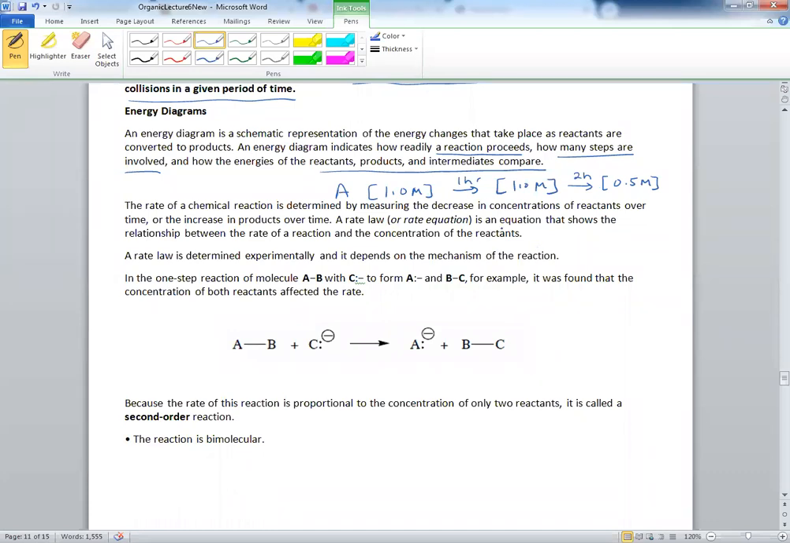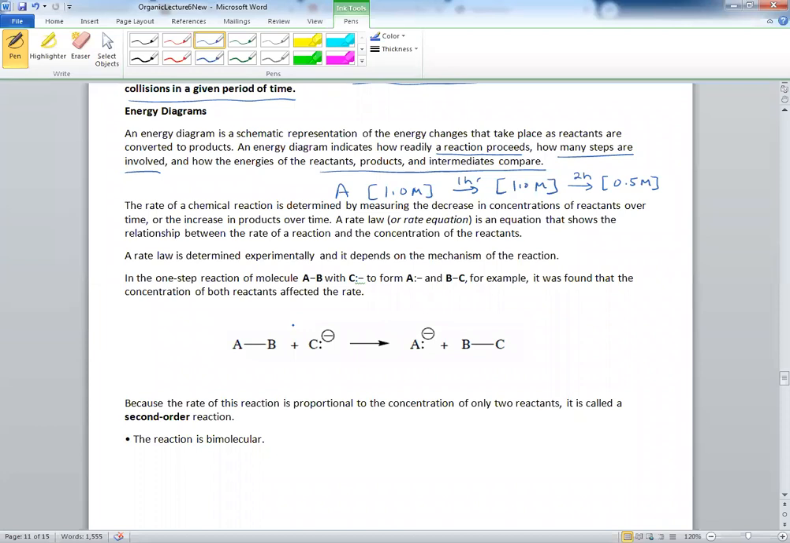A rate law, or rate equation, is an equation that shows the relationship between the rate of reaction and the concentration. So I will show you what I mean by that. And of course, the rate law is experimentally determined, and it depends on the mechanism of the reaction. So I'm saying a lot of words here, and I understand, but I'm about to show you in the next example.